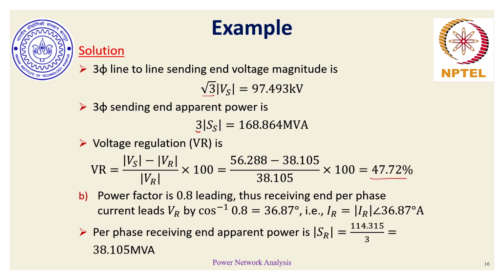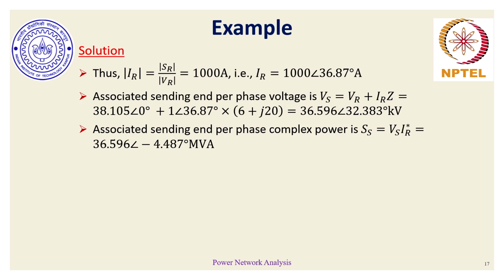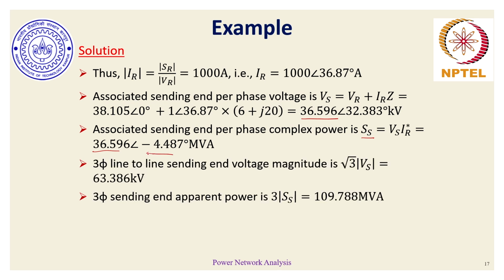Now the same quantum of load, but now it is leading, the second case. Leading means the angle of current is leading the receiving end voltage. So 36.87 degrees comes in instead of minus 36.87 degrees. Remaining quantities or magnitudes remain more or less the same. The receiving end per phase apparent power is the same. The magnitude of current also remains the same. What changes drastically is the magnitude of the sending end voltage as well as the magnitude of the complex power or apparent power, with the phase angle being drastically different. So in terms of the line to line voltage and three-phase power, the quantums are different.